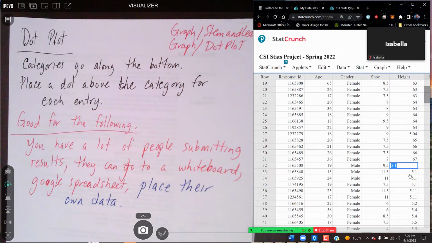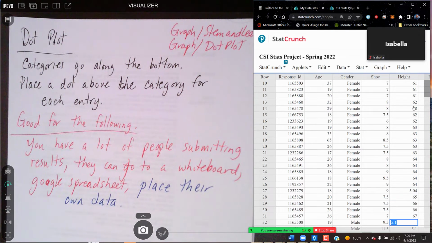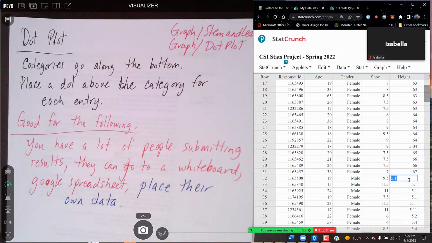I don't know if these people entered 5'1" or if they meant 5'10", because this could be misread as 5'1" or 5'10". I don't know what the 5.1s are, because the instructions were to use a 0. And StatCrunch will drop a 0 with the 1 if it's at the end. If I put 5.10 here, it's going to drop the 0. So I don't know what these are. If I were doing this data set, I would delete these from the heights. And then these I can go on and do.